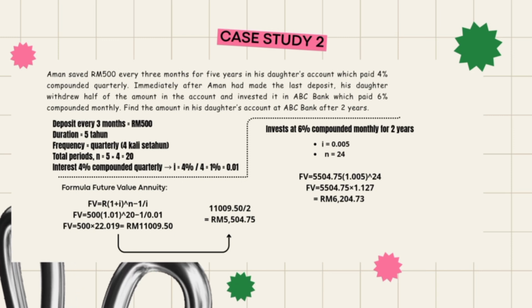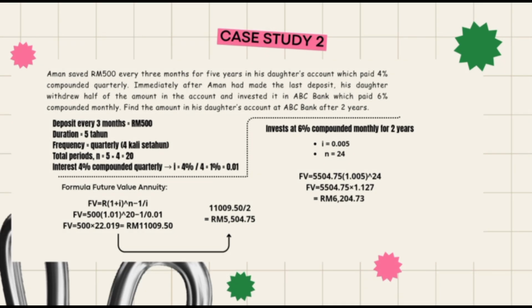Okay, so we move to case study 2. Aman saved 500 ringgit every 3 months for 5 years in his daughter's account, which paid 4% compounded quarterly. Immediately after Aman had made the last deposit, his daughter withdrew half of the amount in the account and invested it in ABC Bank, which paid 6% compounded monthly. Find the amount in his daughter's account at ABC Bank after 2 years. The deposit is every 3 months, the duration, frequency, conversion periods, and interest is 4%.